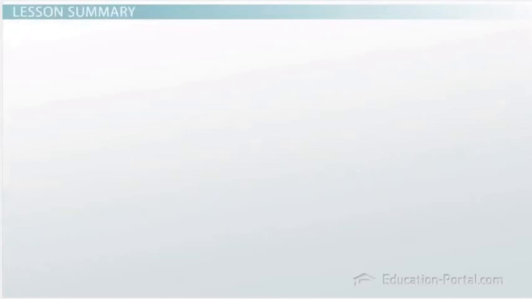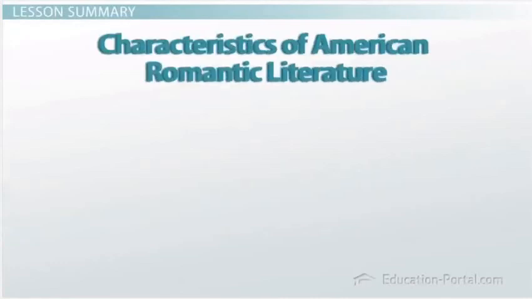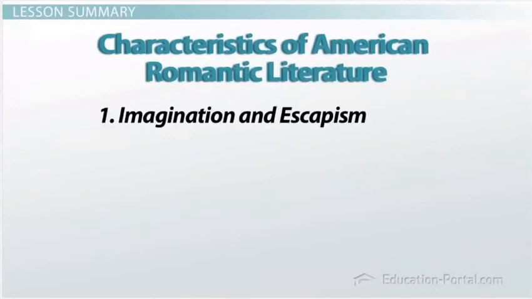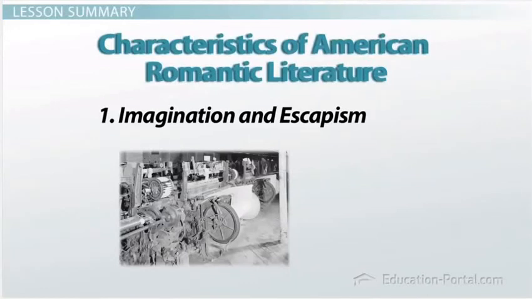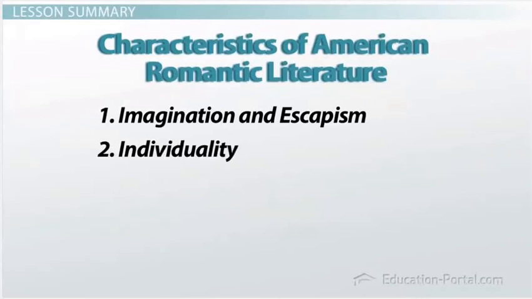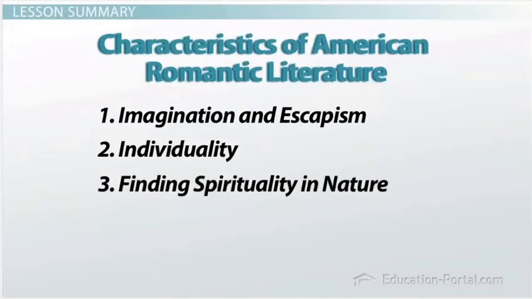In summary, you can identify American romantic literature by the 5 characteristics that make it unique. Number 1, imagination and escapism. Characters taking a journey from the dirty city into the supernatural countryside. Number 2, individuality. Individuals embracing freedom by following intuition and going exploring. Number 3, finding spirituality in nature. Reflections on nature and how it can bring people closer to God.